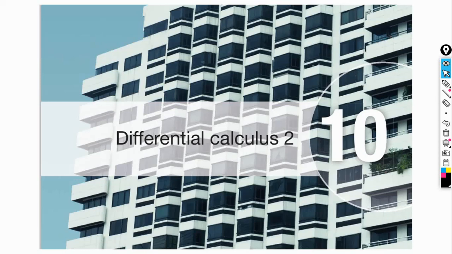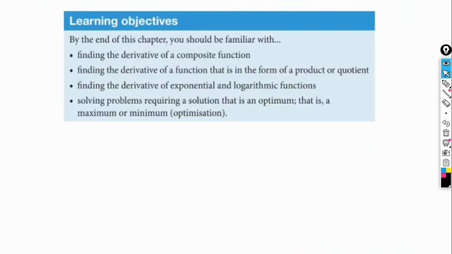Hi everybody, so in this video we're going to begin with Chapter 10, Differential Calculus 2. These are the learning objectives for the chapter, and by the end of the chapter you should be familiar with the following. Finding the derivative of a composite function. Finding the derivative of a function that is in the form of product or quotient. So remember, this is multiplication and this is division. Finding the derivative of exponential and logarithmic functions. And finally, solving problems requiring solutions where there's an optimum, that is, a maximum or a minimum. This is called optimization.